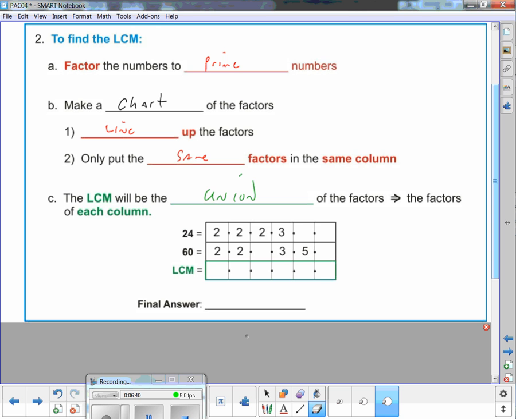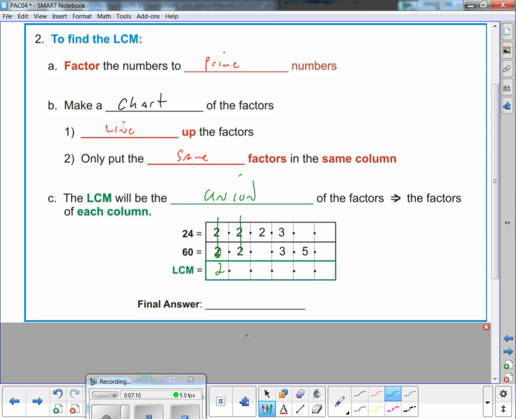All right, so anyhow, how do you say the union or the LCM? Well, it's pretty easy. As long as you did what you're supposed to do, you made a chart, and you lined up your factors, and you only put the same factors in the same column, the LCM is every column with any number in it gets represented. I need a 2 for this first 2 column.